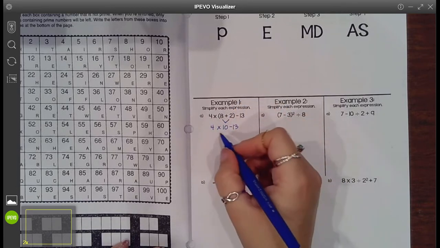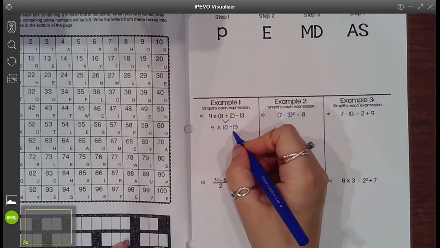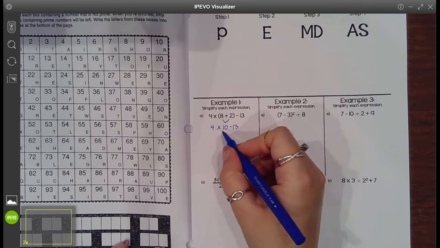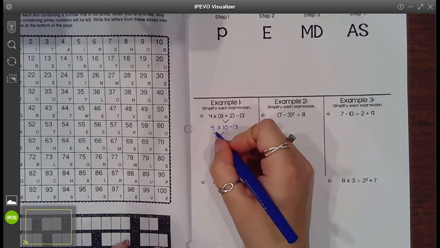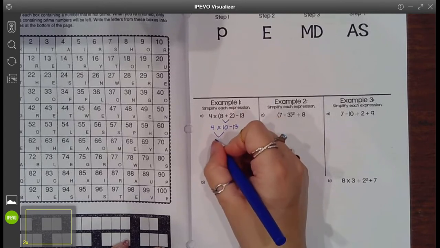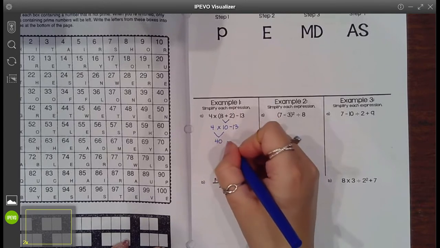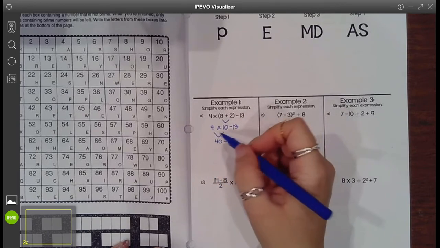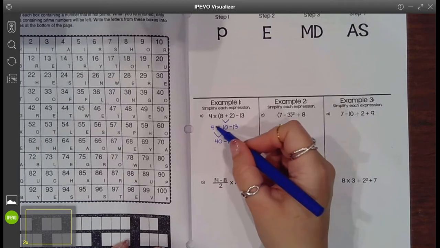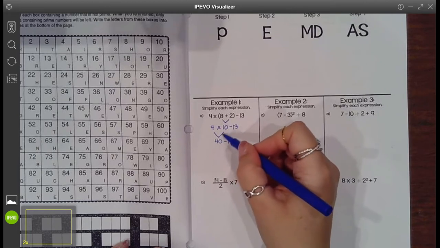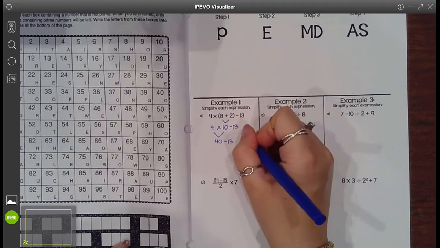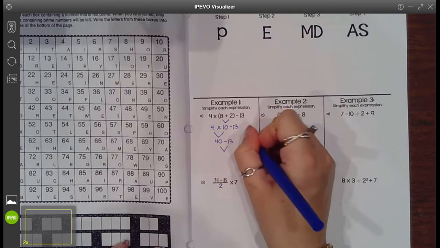Okay. And then do you see any parentheses? Nope, they're all gone. Do you see any exponents? Nope. Multiplication or division? Yep, right here. 4 times 10 is 40. Minus 13, bring that down. Each time, you're ignoring the line above it because I simplified the 4 times 10 to become that 40. Now I'm just left with 40 minus 13. So let's simplify that out.